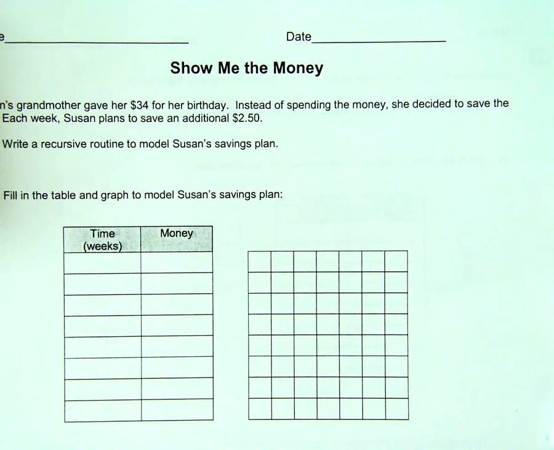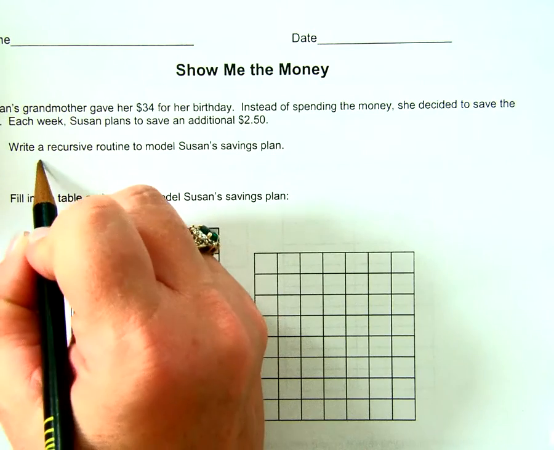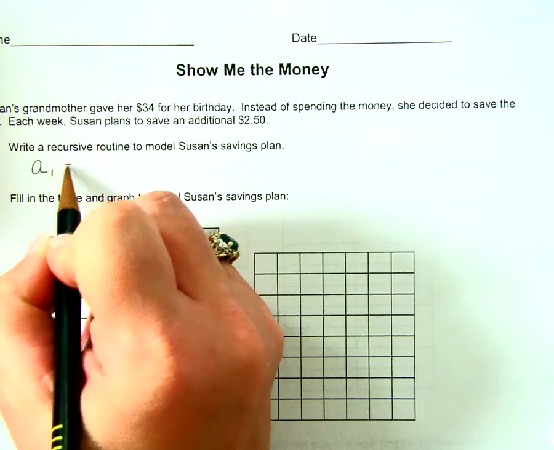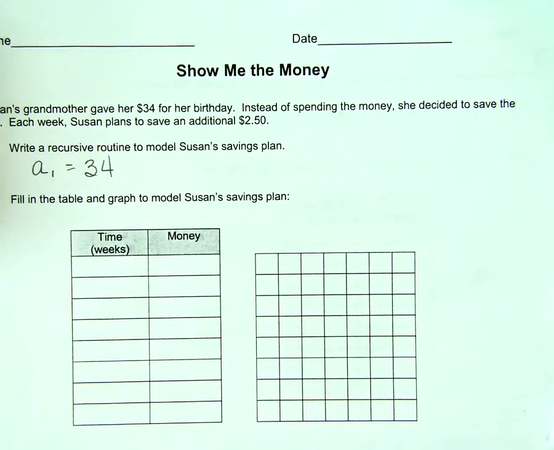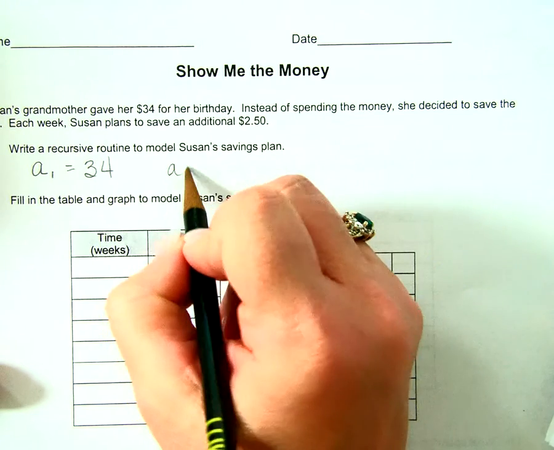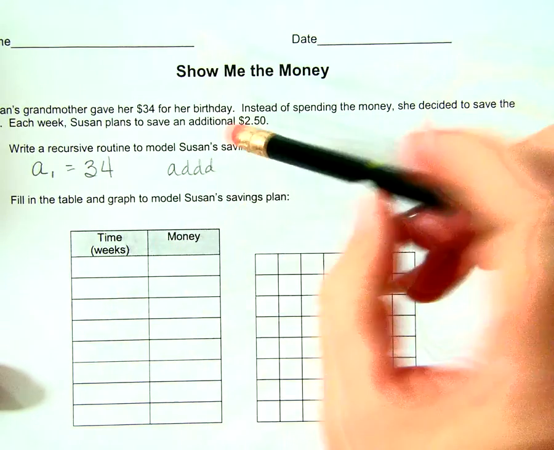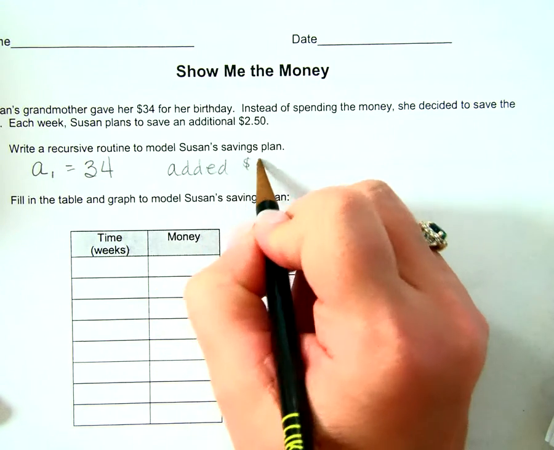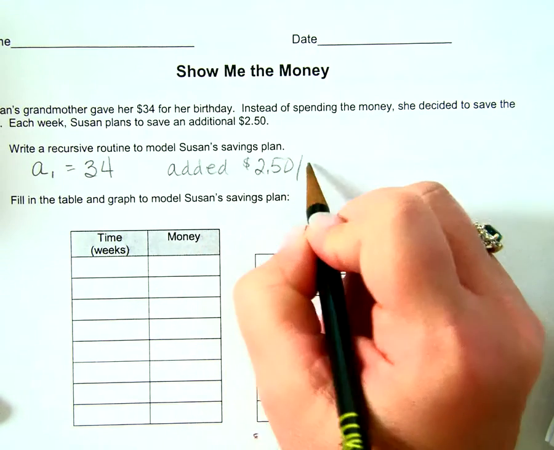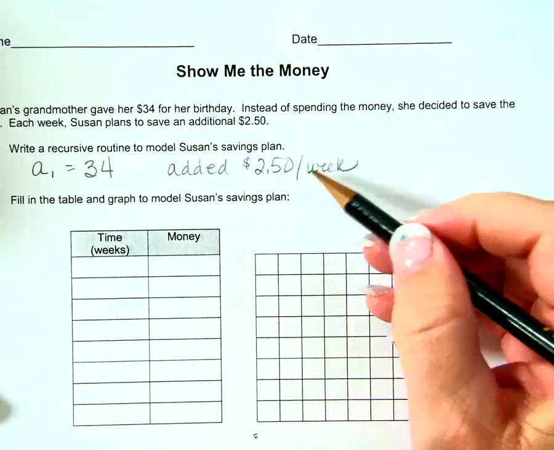We're not quite ready for recursive routines, but we're going to write what we know, and we're going to start with this. A sub 1 is 34. The first term that we know is $34. And then we know she is going to add $2.50 every week. Everybody know what this means?